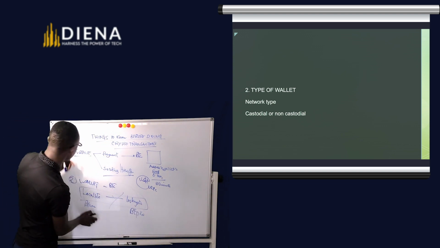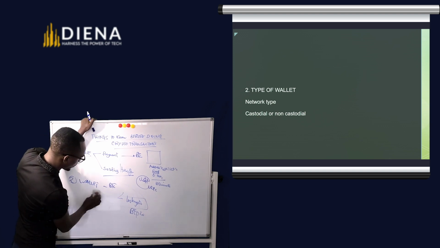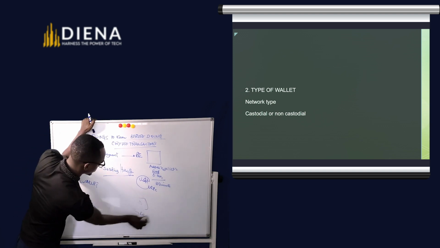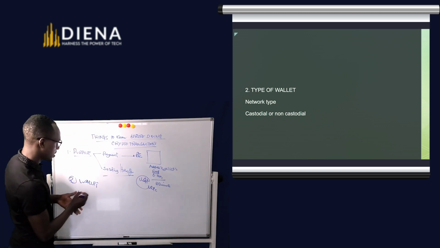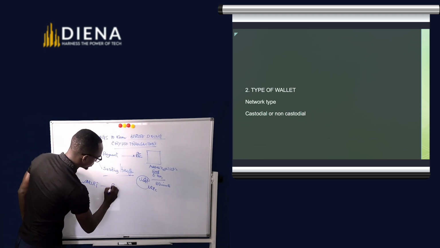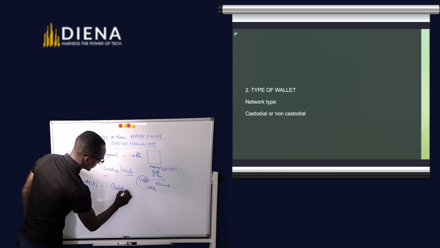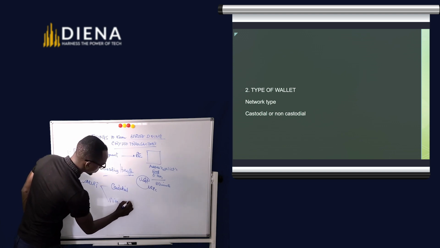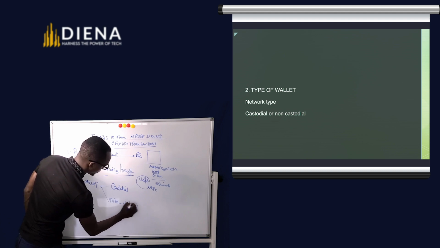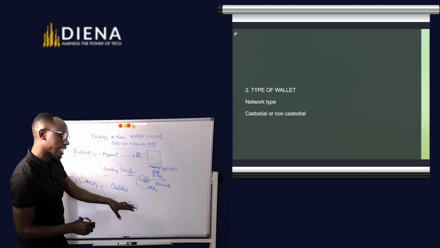So basically, in the matter of wallets also, I will have to explain to you something which is very important here. When you are opening a wallet, you have to consider there are two types of wallet. Those which are called custodial and those which are called non-custodial. So custodial and non-custodial wallet.